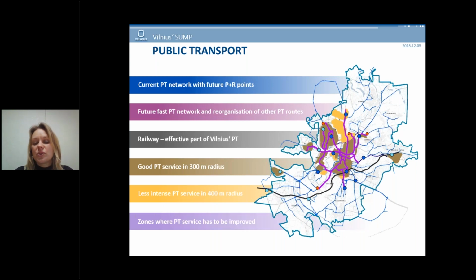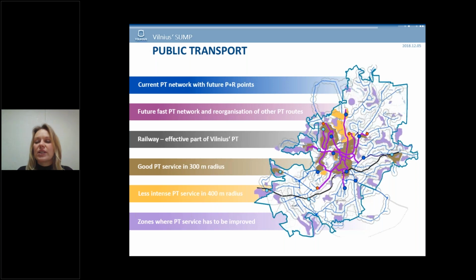And of course, we have zones where public transport has to be improved, but not necessarily in the same quality and the same volume as in the city center or residential areas. It could be on demand or other modes of collective public transport, but not necessarily regular buses or trolley buses.